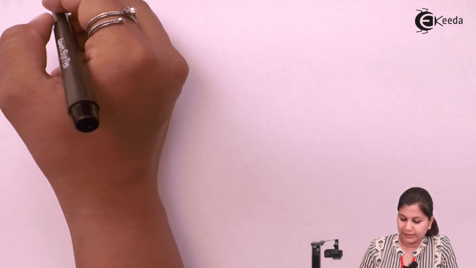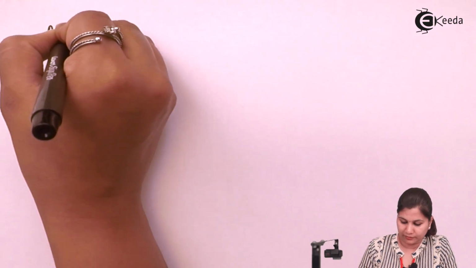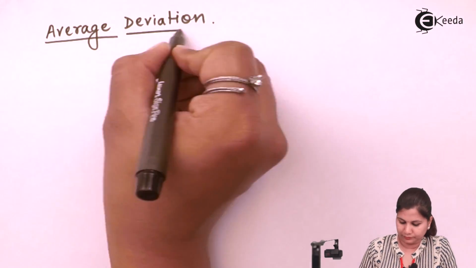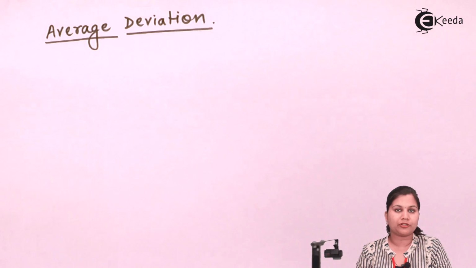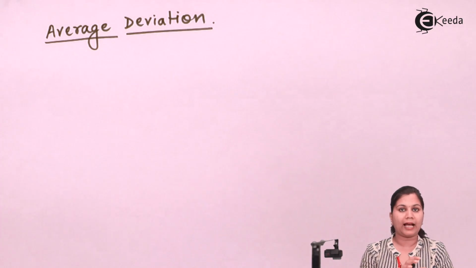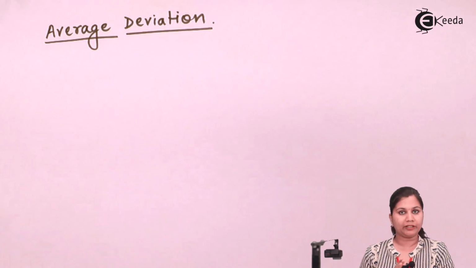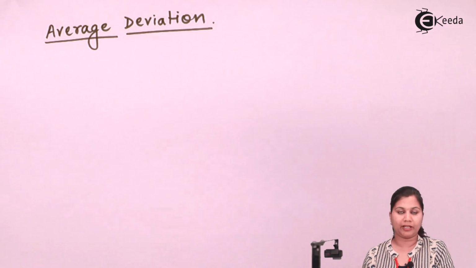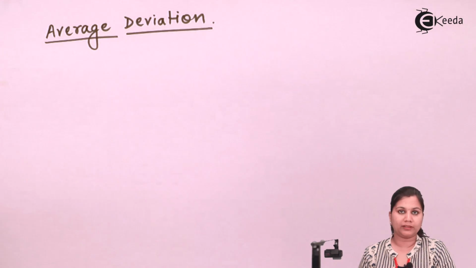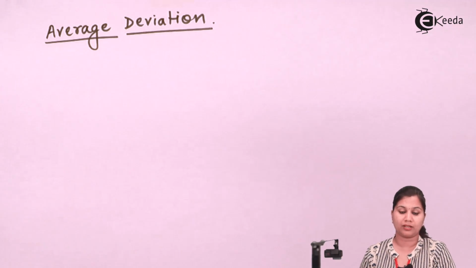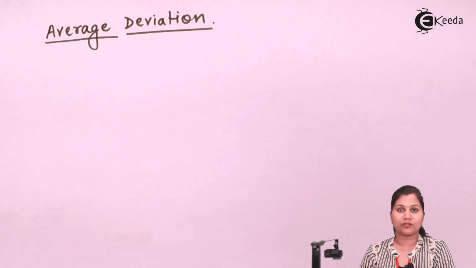Now the next term is the average deviation. Average deviation means that we are taking the average of all the deviations. For every reading we calculate the deviation, so when we sum up all the deviations and divide them by the total number of readings, we get the average deviation. Now, as I have said, the deviation can be positive or it can be negative.